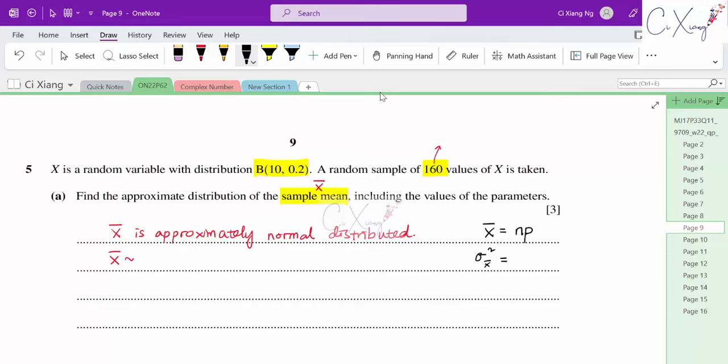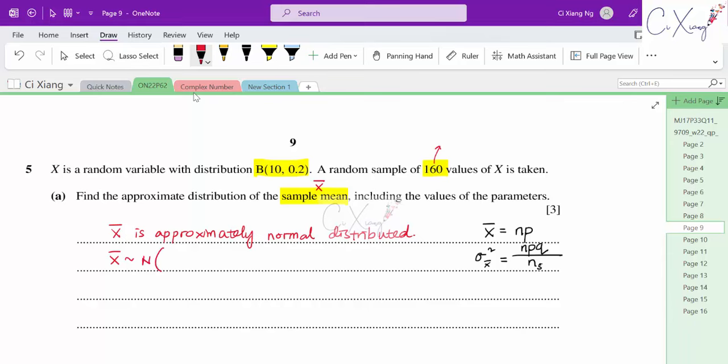So the variance for sample mean will be the population variance divided by the sample size. Please note that the two n's here are different. So to differentiate them, I put it as sample size n_s, right? Okay, so let us start.